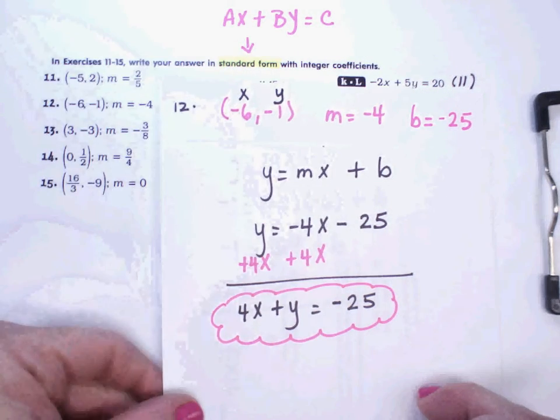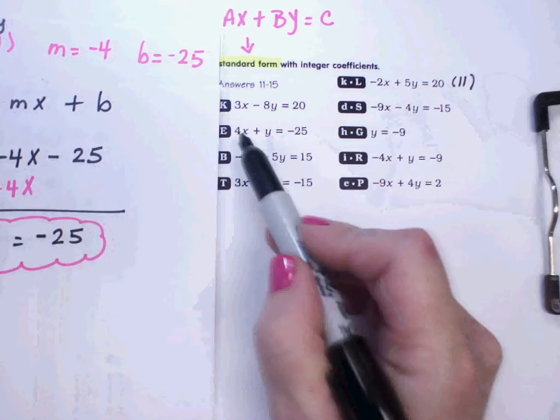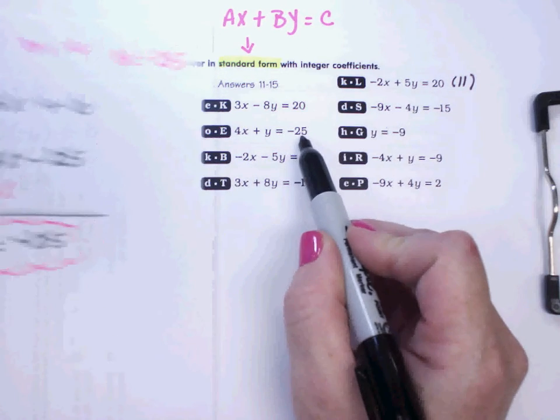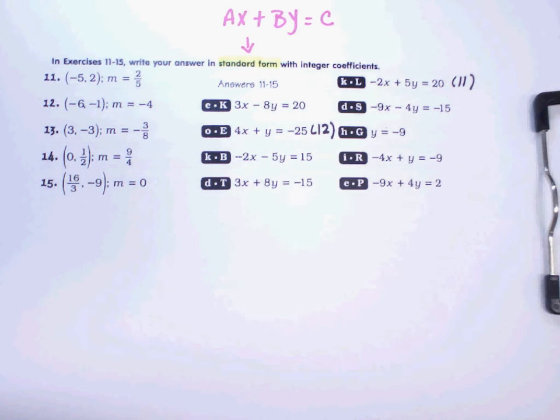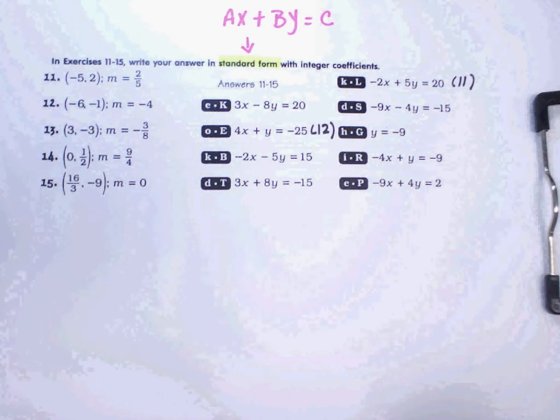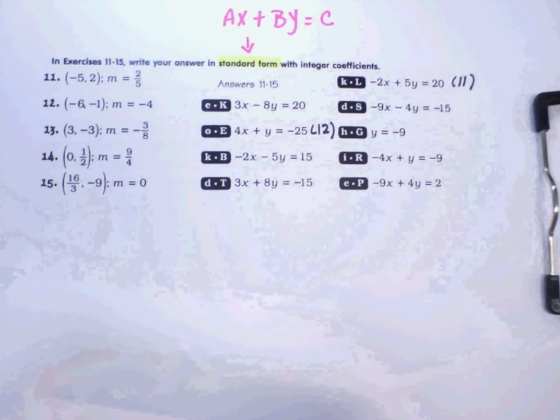So let me see if I have that answer on my answer bank. 4x plus y equals -25. So this was number 12. All right, let's do number 13.